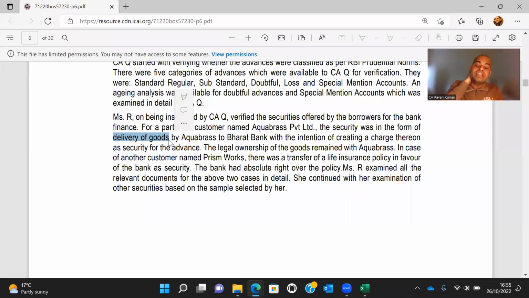So delivery of goods is given. If delivery is retained, it is lien. If delivery of goods is given, it is pledge. So can I say that this is pledge? Yes, sir. The legal ownership of the goods remained with Aquabras. So goods will be with you, legal right will be with the bank is hypothecation. Goods legal right will be with you, possession will be with the bank is pledge. You understand?